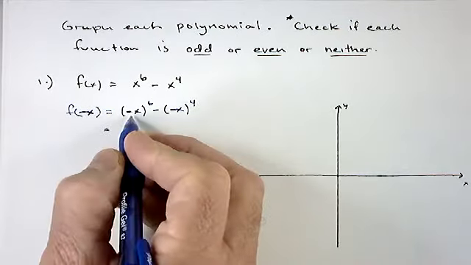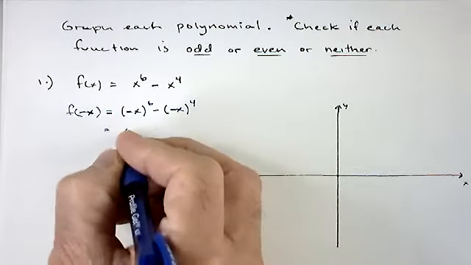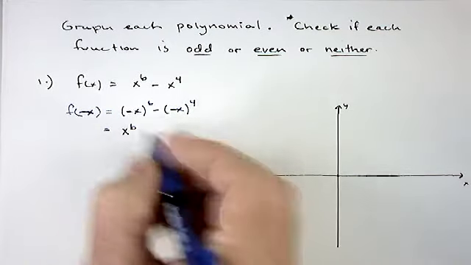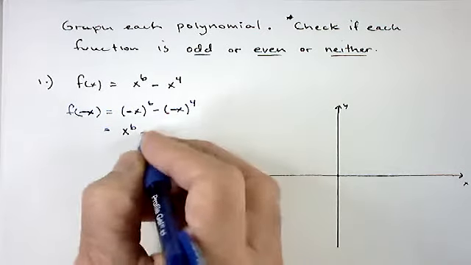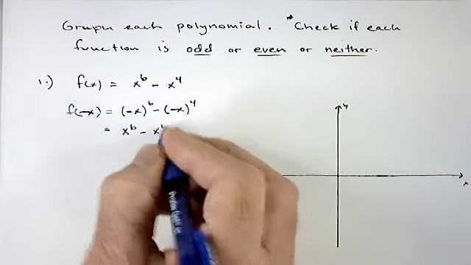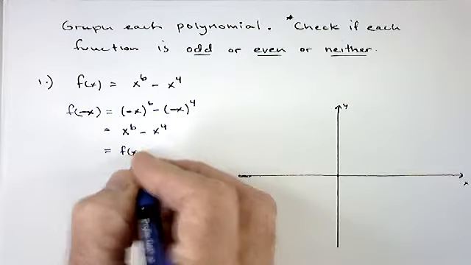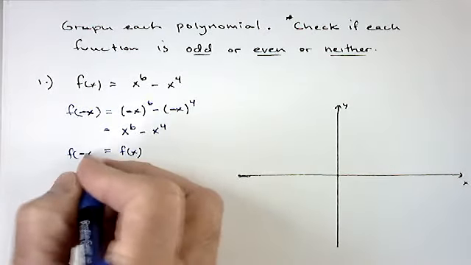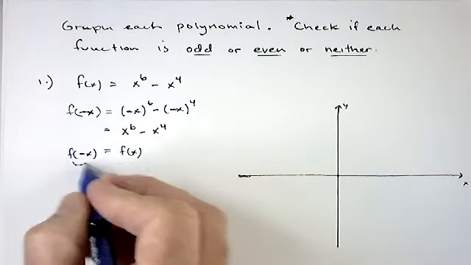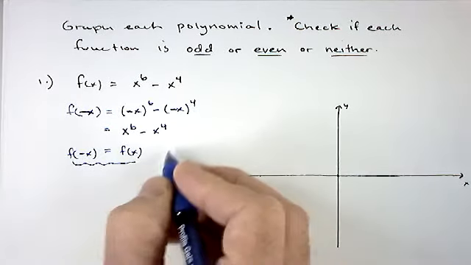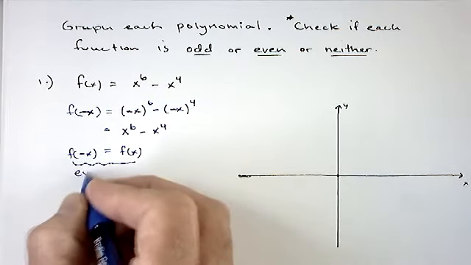And of course, any negative number raised to the 6th is just going to be the same as regular positive x to the 6th, minus same thing here. That's going to stay the same. And we end up with the exact same function that we started with. So this is an indicator that our function is actually even.